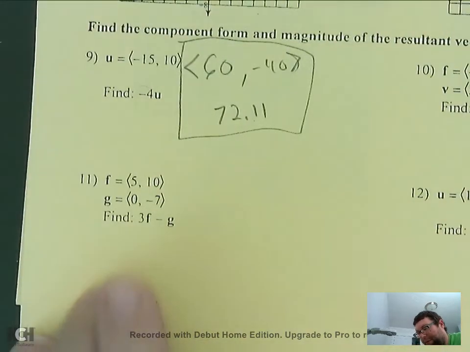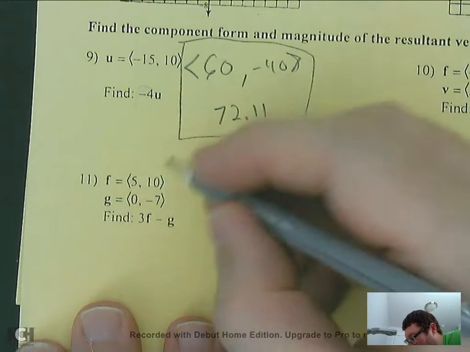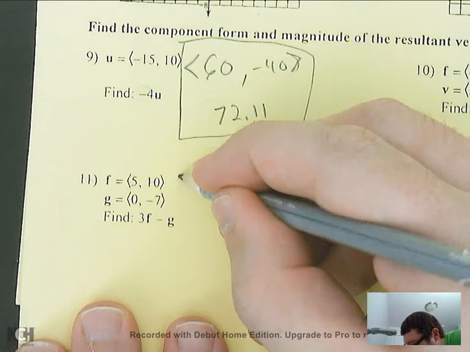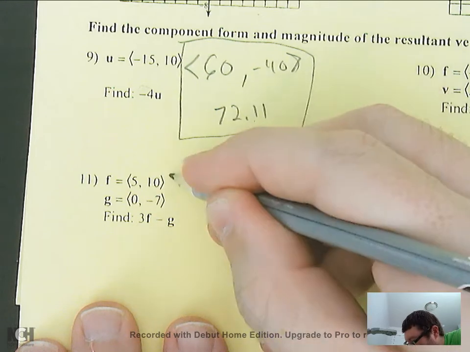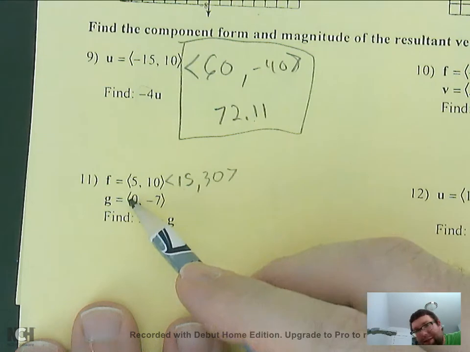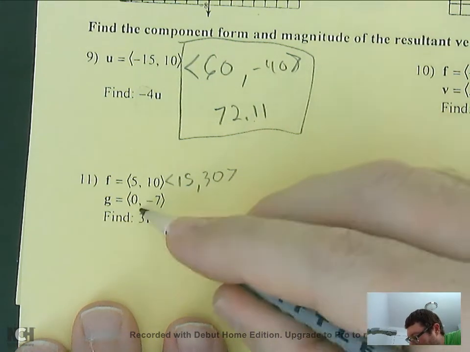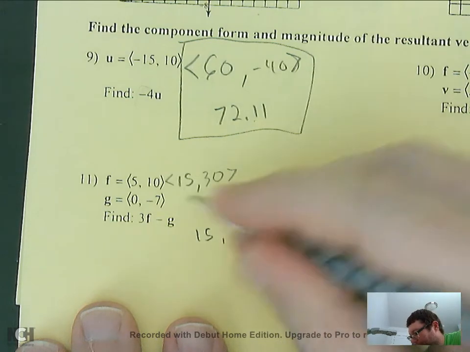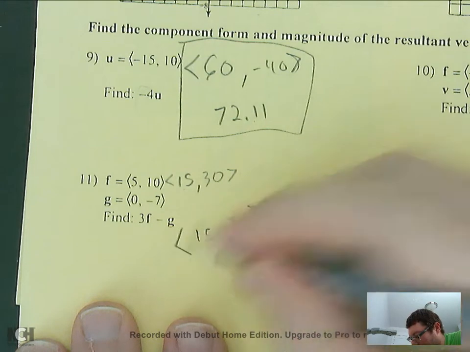Okay. This one I have 3f minus g. So again, start by scaling f. 3 times 5 is 15. 3 times 10 is 30. So there's 3f. Now I'm going to subtract g from that. So it'll be 15 minus 0, which is 15. And then 30 minus a negative 7 would be 37. Okay. So there's my components.